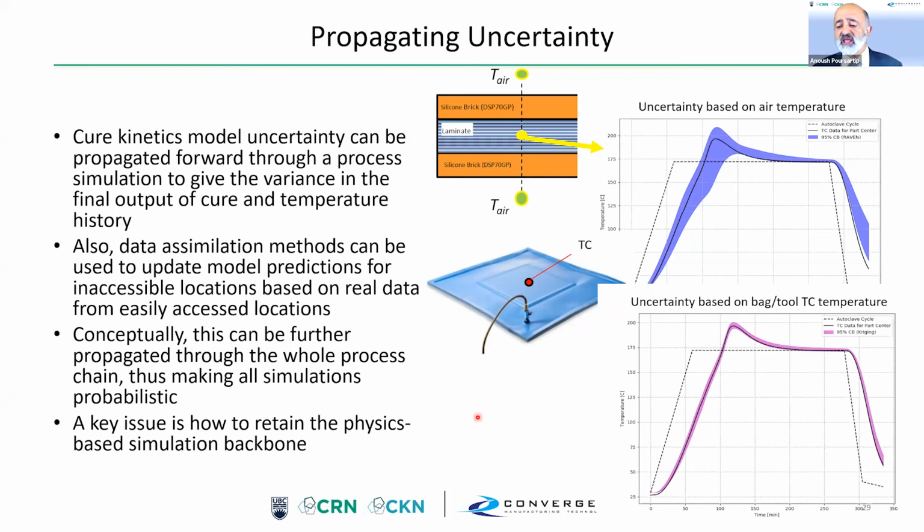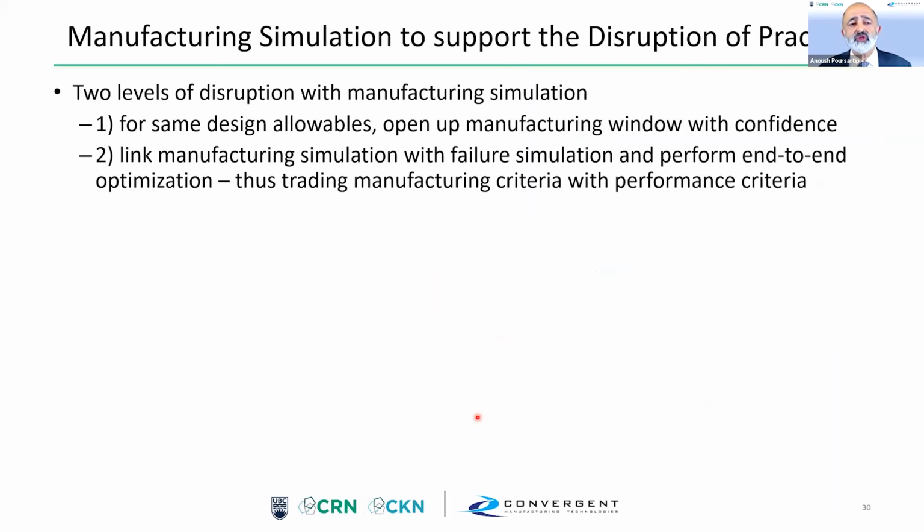Everything I've shown you to date is about using our capabilities to influence current practice, be it in design, be it in current manufacturing. What I'd like to do now is take this a step further and look at manufacturing simulation to support the disruption of practice. So here, what we're talking about is maybe two levels of disruption. One is, for the same design allowables, can we open up the manufacturing window with confidence?